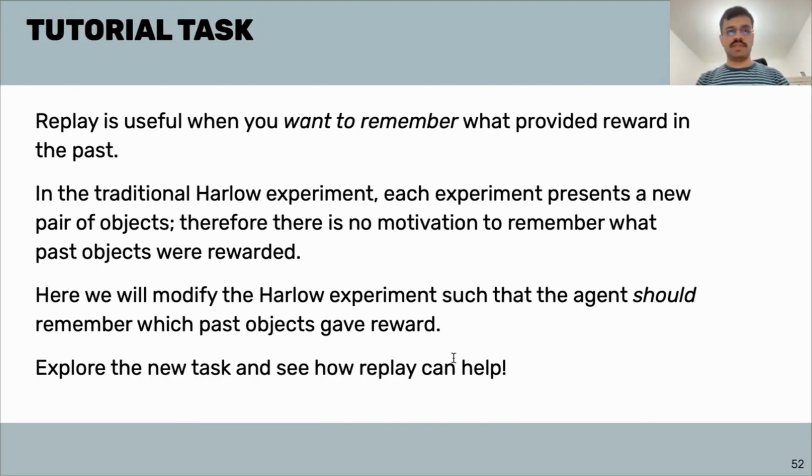So in this tutorial, we're going to play with replay. So the thing is, in the traditional Harlow task, each experiment presents a new pair of objects. There is no need for remembering what you did in the past, right? All the tasks are completely orthogonal to each other. So here we'll modify the Harlow experiment such that the agent should remember which past objects gave reward, and that will help it be even faster in selecting those objects. So you'll explore this new task and see how replay can help in continual learning. Have fun.